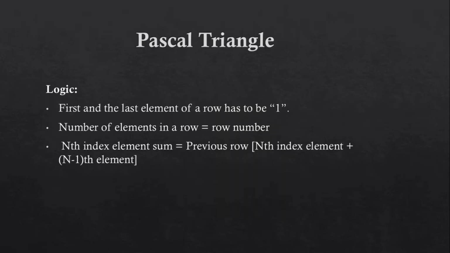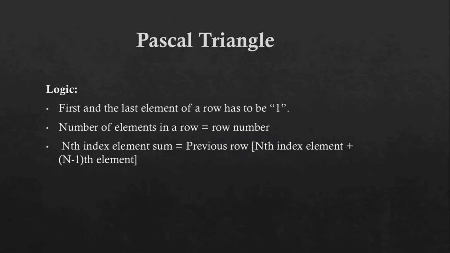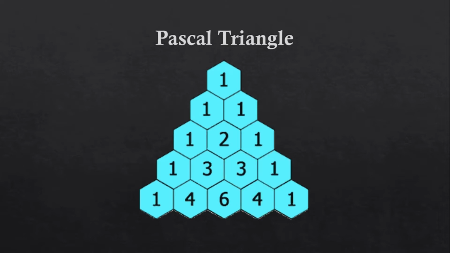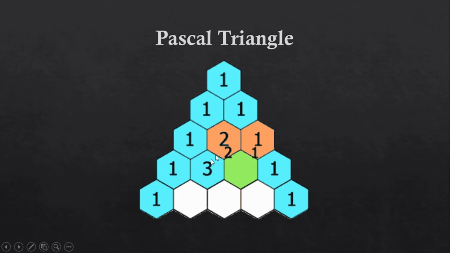So, like I mentioned, the three things you need to keep in mind: the first and the last element of every single row has to be 1. The number of elements in any single row is equal to that particular row number. And this is the main point: the nth index element is a sum.